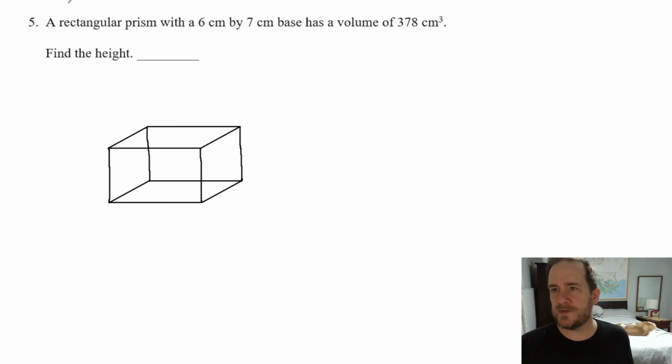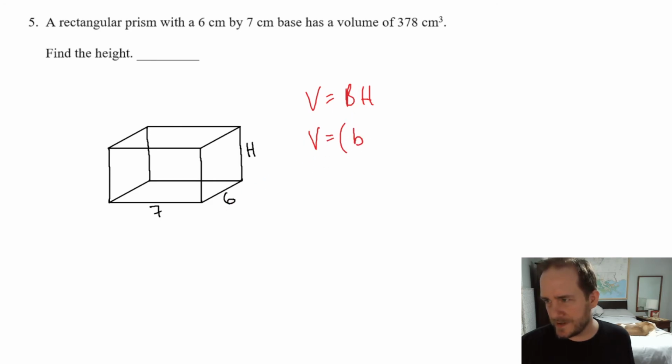Now it says the base, rectangular prism, yeah, so 6 by 7. This looks like the shorter dimension, so I'll call that 6. And this looks longer, so I'll call that 7. The height is what we don't know, so I'll call that h. Anyway, let's do our work. We always write the formula. Volume equals base times height. Then we plug a formula in for the base. Our base is a rectangle, so that's little b times little h times height.